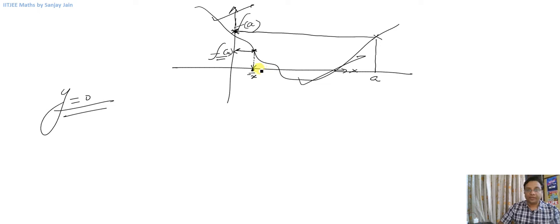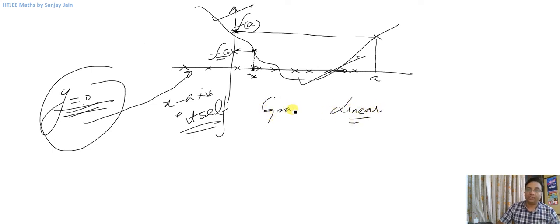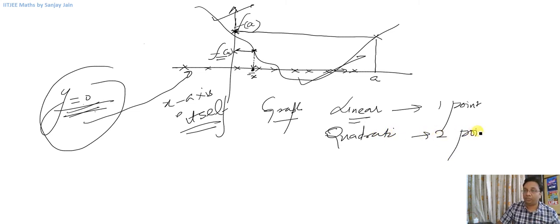Now if y is equal to 0, what does it mean? On the x-axis we know the y coordinate is 0. So when y is equal to 0, every point on the x-axis has y coordinate 0. That means y equal to 0 is the x-axis itself. Another thing we noticed is that the graph of a linear polynomial cuts the x-axis at one point only. Similarly, the graph of a quadratic polynomial cuts the x-axis at 2 points at most. It cannot cut the x-axis at 3 points. Maximum it can cut at 2 points.